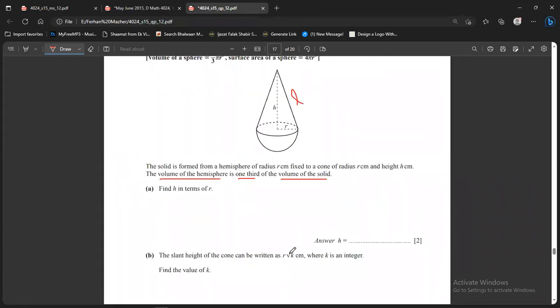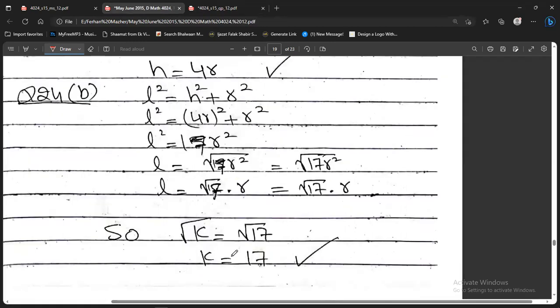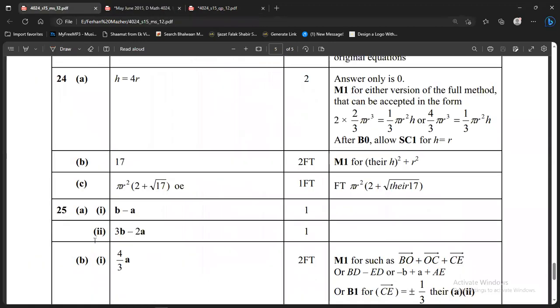They said it will be r into under root k. So it means the k value is 17. The k value is 17.